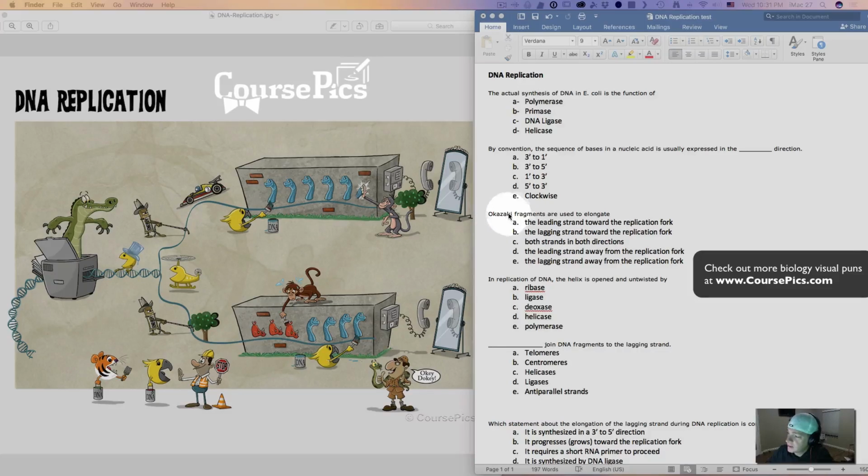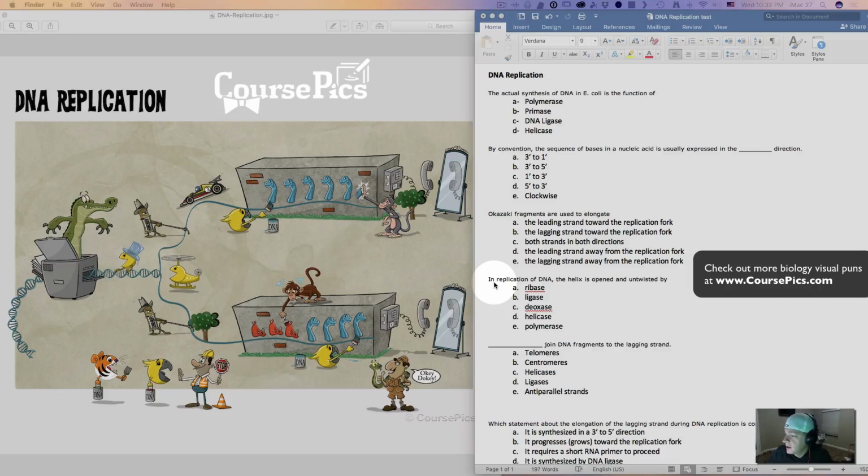Next question. Okazaki fragments are used to elongate. And again, here's our lagging strand here. Here's Okazaki. So it's associated with the lagging strand. And so we'll skip the leading strand. And this says the lagging strand toward the replication fork, and that's false. As you see, our DNA polymerase is painting on his last dino head, so it's going in a left to right direction. The lagging strand away from the replication fork, and that's the correct answer.